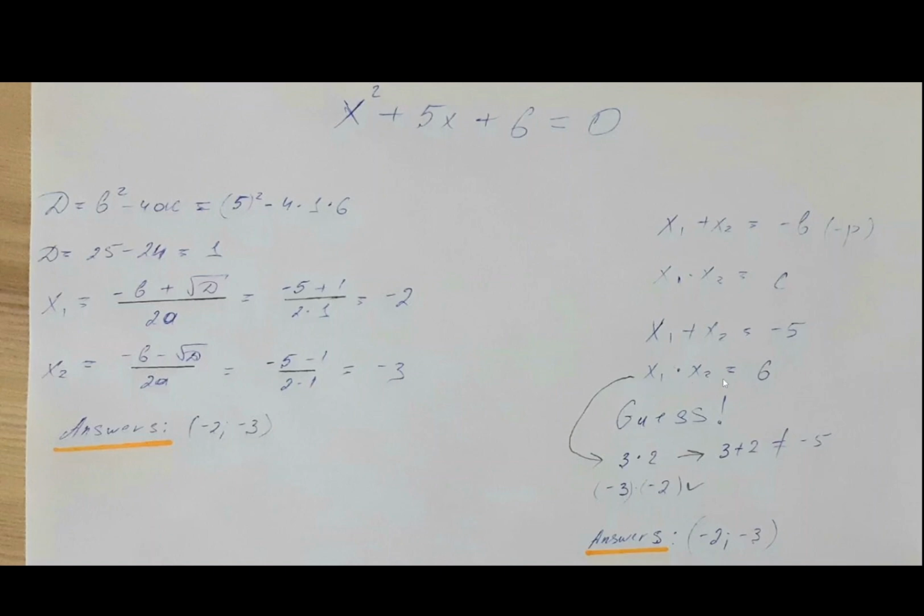x1 multiplied by x2 equals 6. So by multiplying which two numbers are we going to have 6? Here we have 3 and 2, or minus 3 and minus 2, because two minuses give us a positive number. We have 3 plus 2, which equals 5, but not minus 5. So we're taking the next option, minus 3 and minus 2. So both answers are exactly the same.